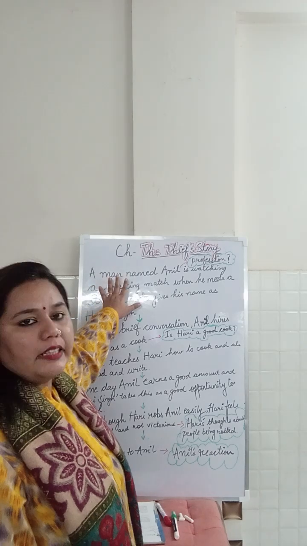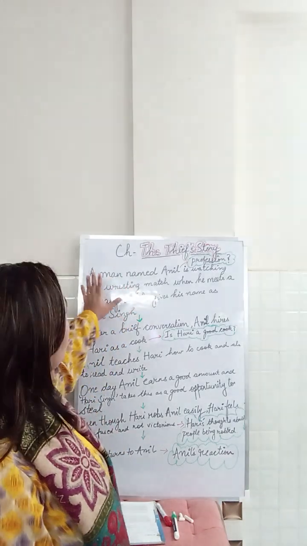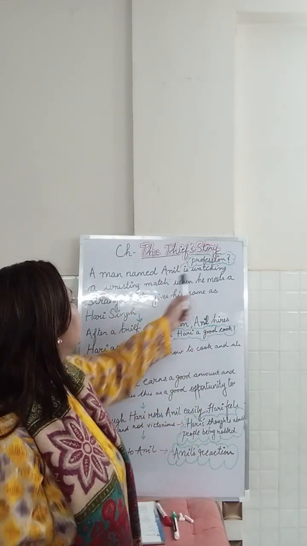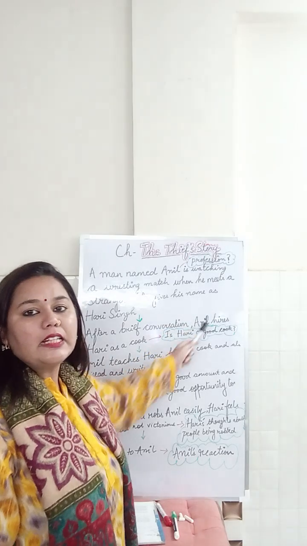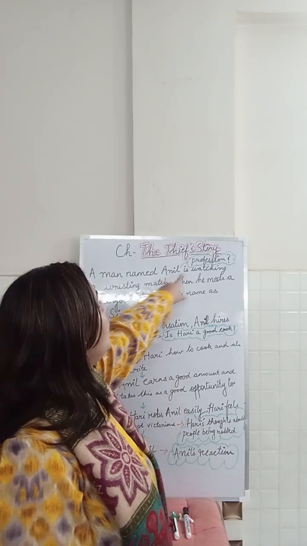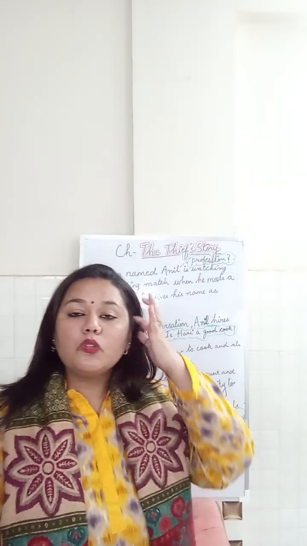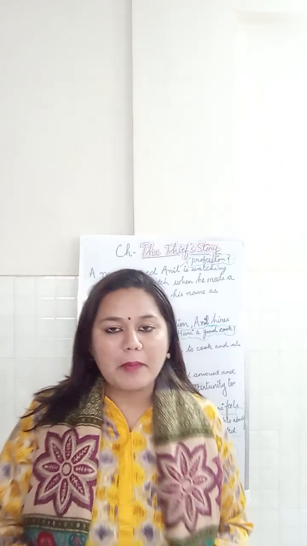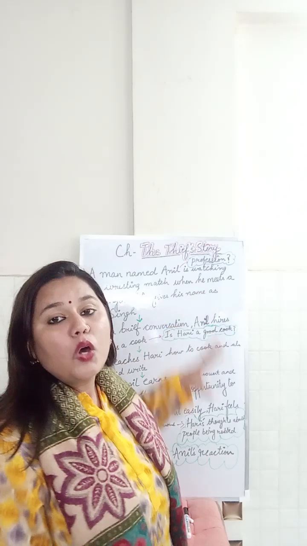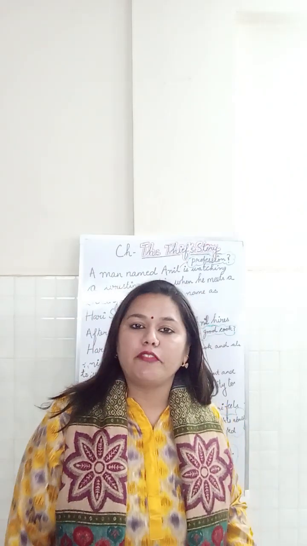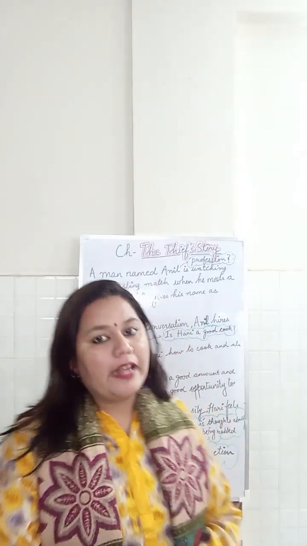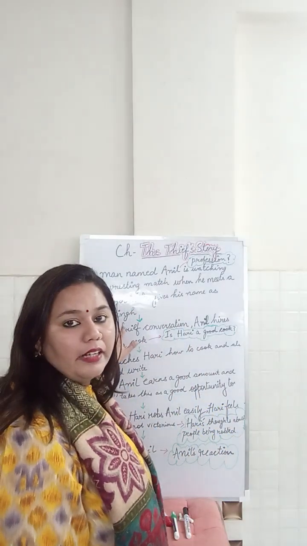So, the first incident, how does the story start? A man named Anil is watching a wrestling match when he meets a stranger who gives his name as Hari Singh. So, this man Anil, who is by profession a writer, used to write columns for a magazine. So, this writer Anil is watching a wrestling match when a boy of about 15 years of age comes to him, strikes a conversation with Anil, and says that his name is Hari Singh.